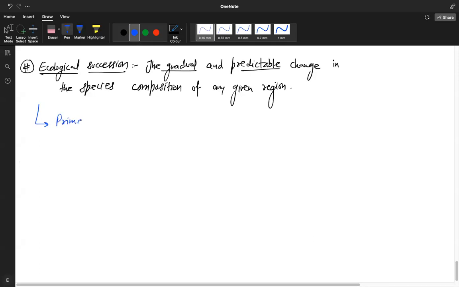Primary succession is very slow. And why is it slow? Because there was no life, right? There was no life to begin with.